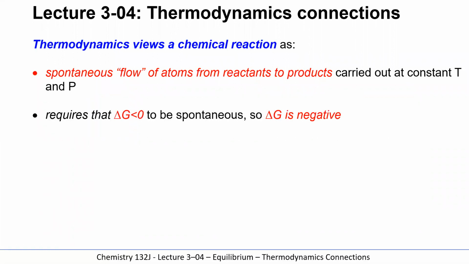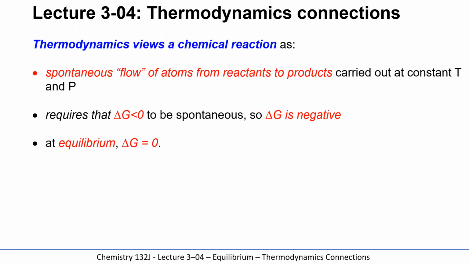Now, remember from the past that delta G is Gibbs energy. When delta G is less than 0, that particular reaction will be spontaneous, which means it will flow from beginning to end without any additional input of energy. So if delta G is less than 0, then delta G will be negative.